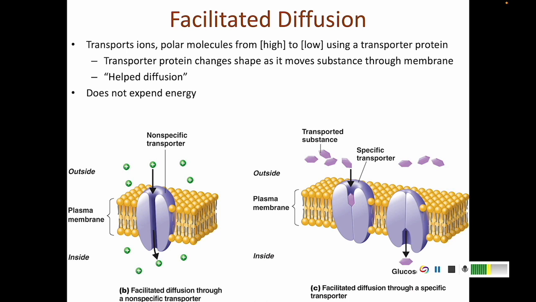Things that are a little bit bigger or things that might have a charge are not going to be able to go straight through the membrane. So they're going to need a transporter. Some transporters are non-specific, just if it fits, it ships. If you fit in this channel, you can go right through it. Some are specific. You have to have this shape for it to open up and let you through.